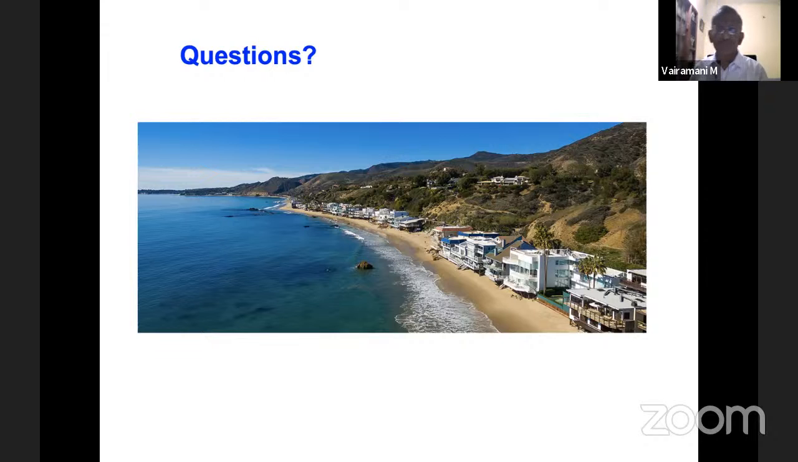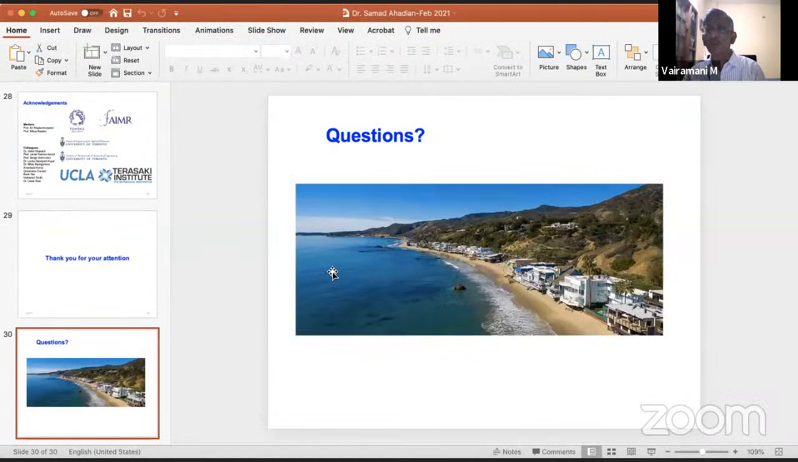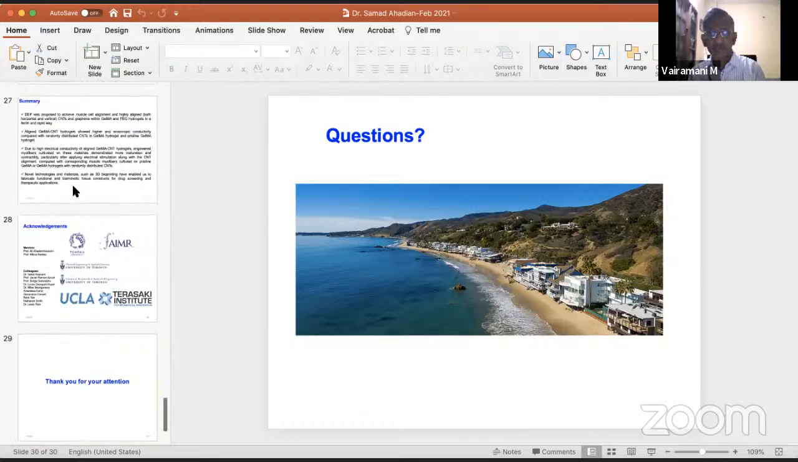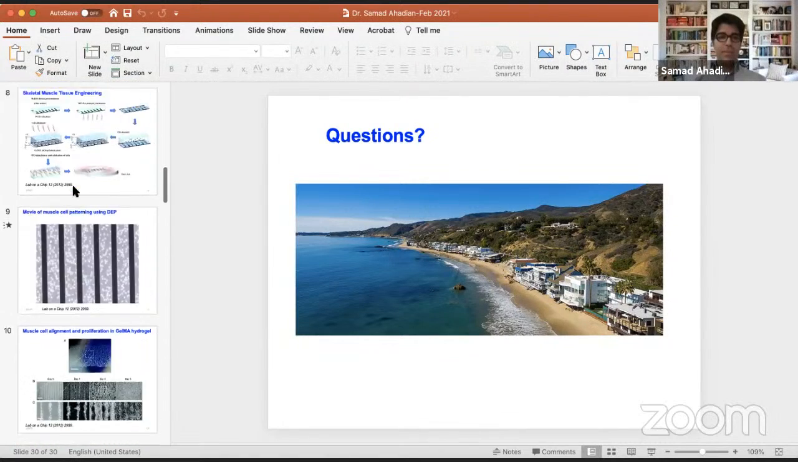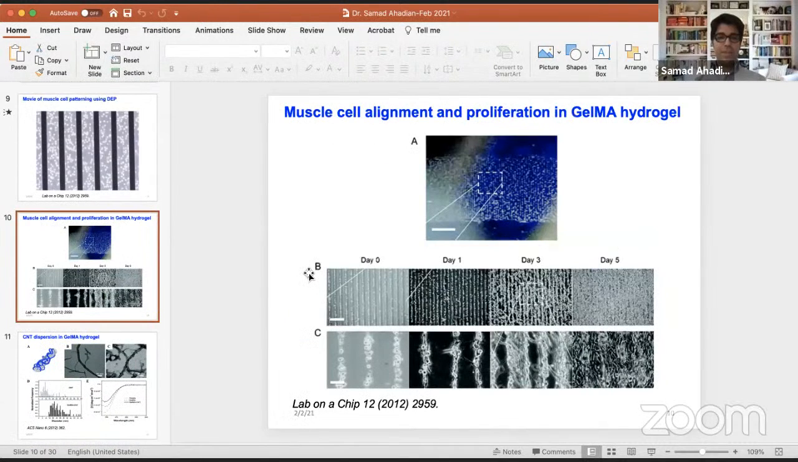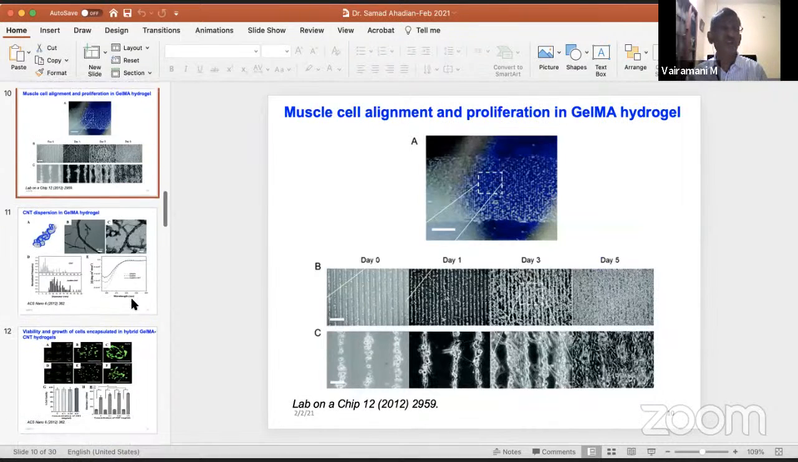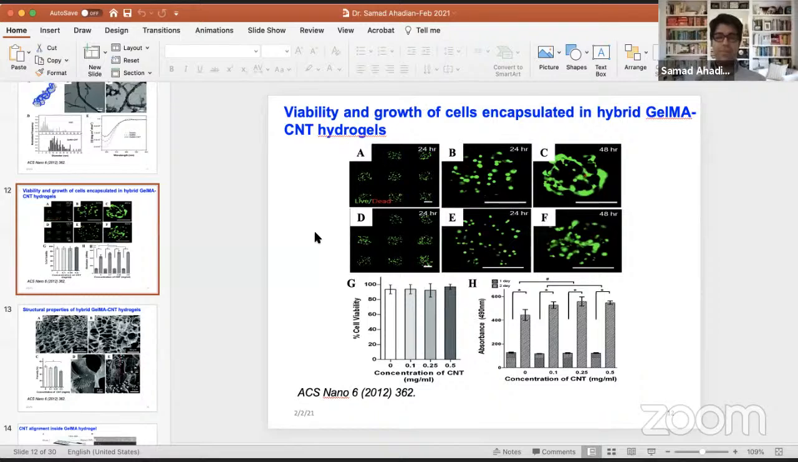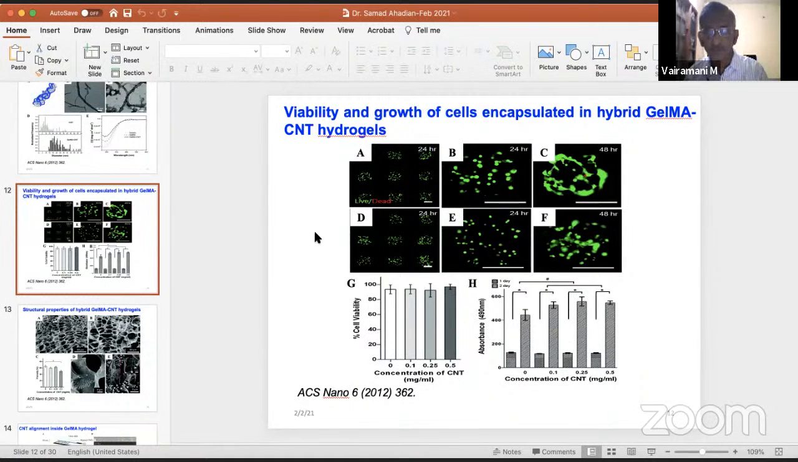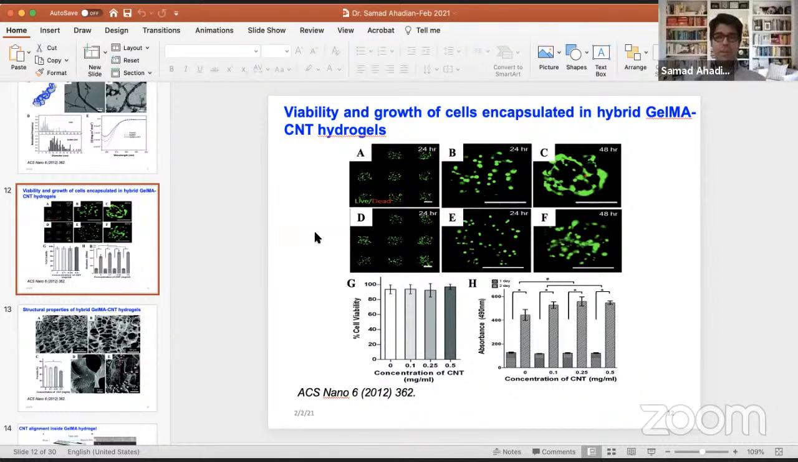Dr. Hadian, I have one question. You have shown cells encapsulated in hydrogel with respect to time, and you said it's growing. Am I right? There was a slide actually, I don't remember the number. You mean this slide? No, some more down. Yeah, I think this one. This one, A B C, is it not due to aggregation? Because you started with a number of cells, but finally it looks like everything has aggregated. You said viability and growth of cells, no?